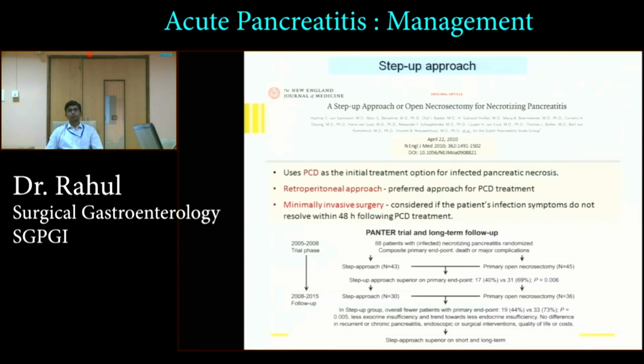In that trial, the step-up approach was found to be superior on the primary endpoint, which was the survival of the patients. There was 40% in the step-up approach, while 69% of the patients in the open necrosectomy approach died. In the step-up approach, overall fewer patients reached the primary endpoint, and less exocrine insufficiency was seen because less of the pancreas was removed. There was no difference in recurrent or chronic pancreatitis, whether endoscopic or surgical intervention, or in quality of life. So based on this trial, the step-up approach became the norm, because it is superior to the open necrosectomy approach.